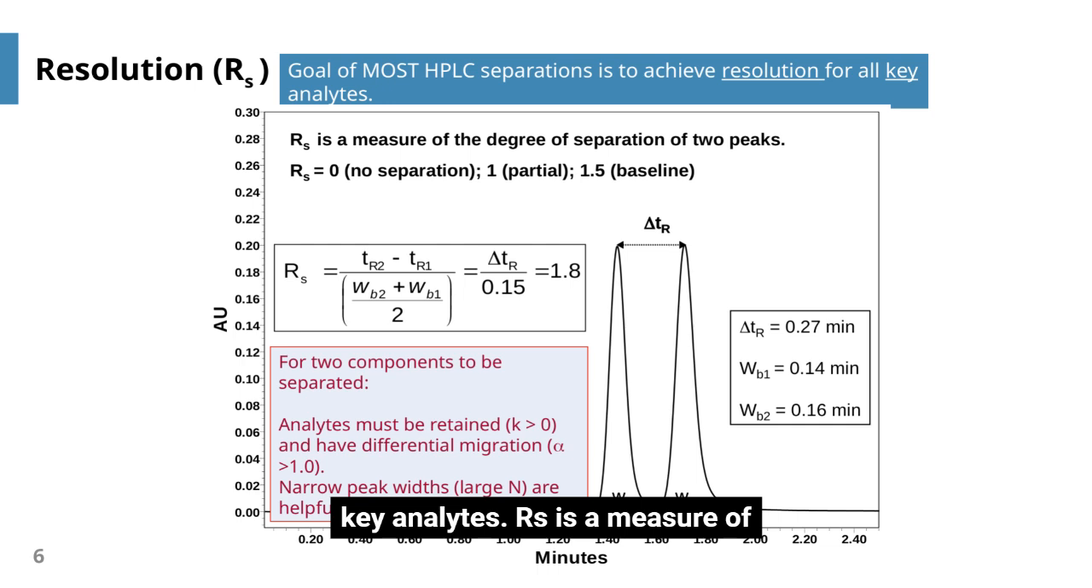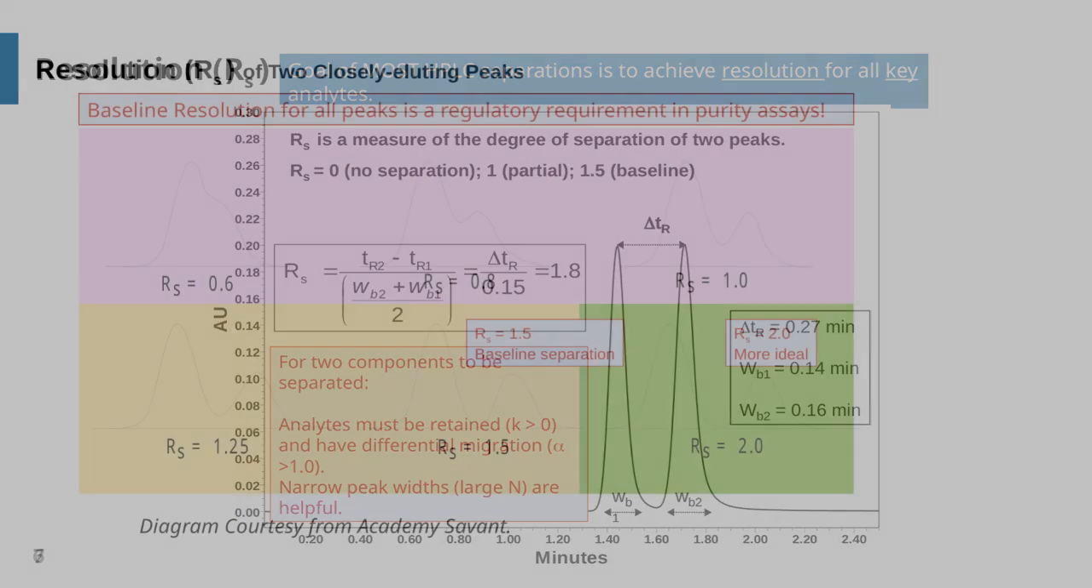RS is a measure of the degree of separation of 2 peaks. RS equals 0 means no separation, 1 indicates partial separation, and 1.5 signifies baseline separation. For 2 components to be separated, analytes must be retained, K greater than 0, and have differential migration, alpha greater than 1.0. Narrow peak widths, large N, are also helpful.